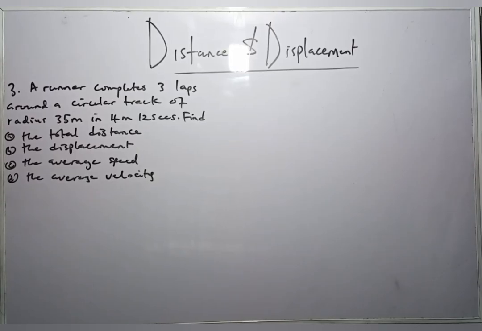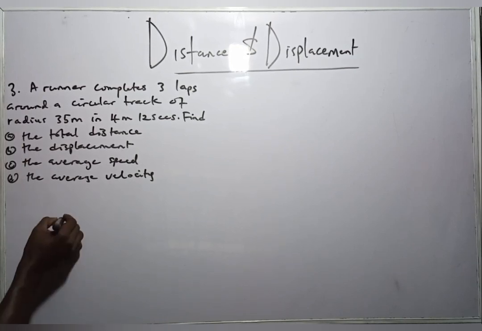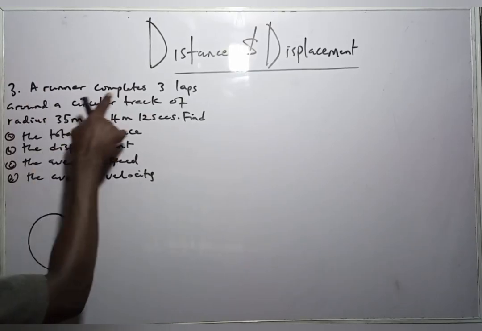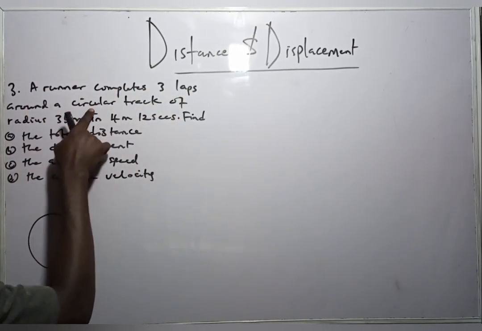A runner completes 3 laps around a circular track of radius 35 meters in 4 minutes 12 seconds. Find the total distance, the displacement, the average speed, and average velocity. Now, we are going to draw the circular path. He said a runner completes 3 laps around a circular track.